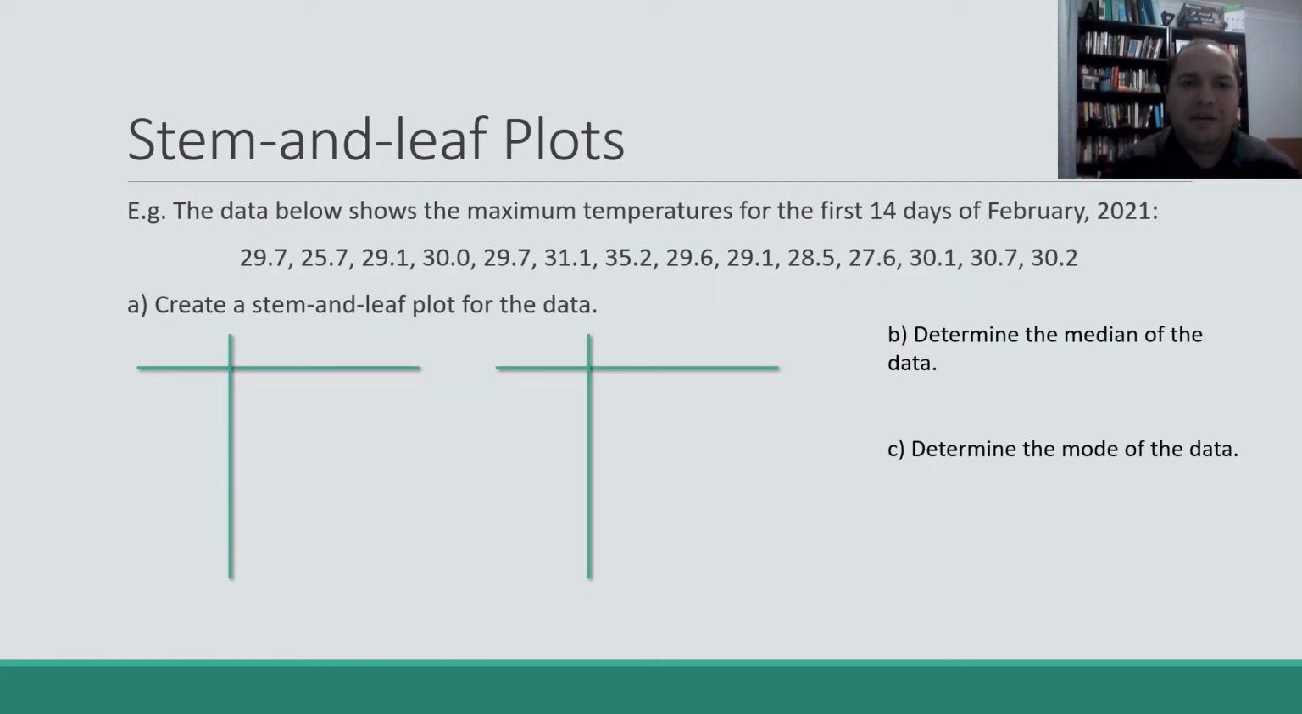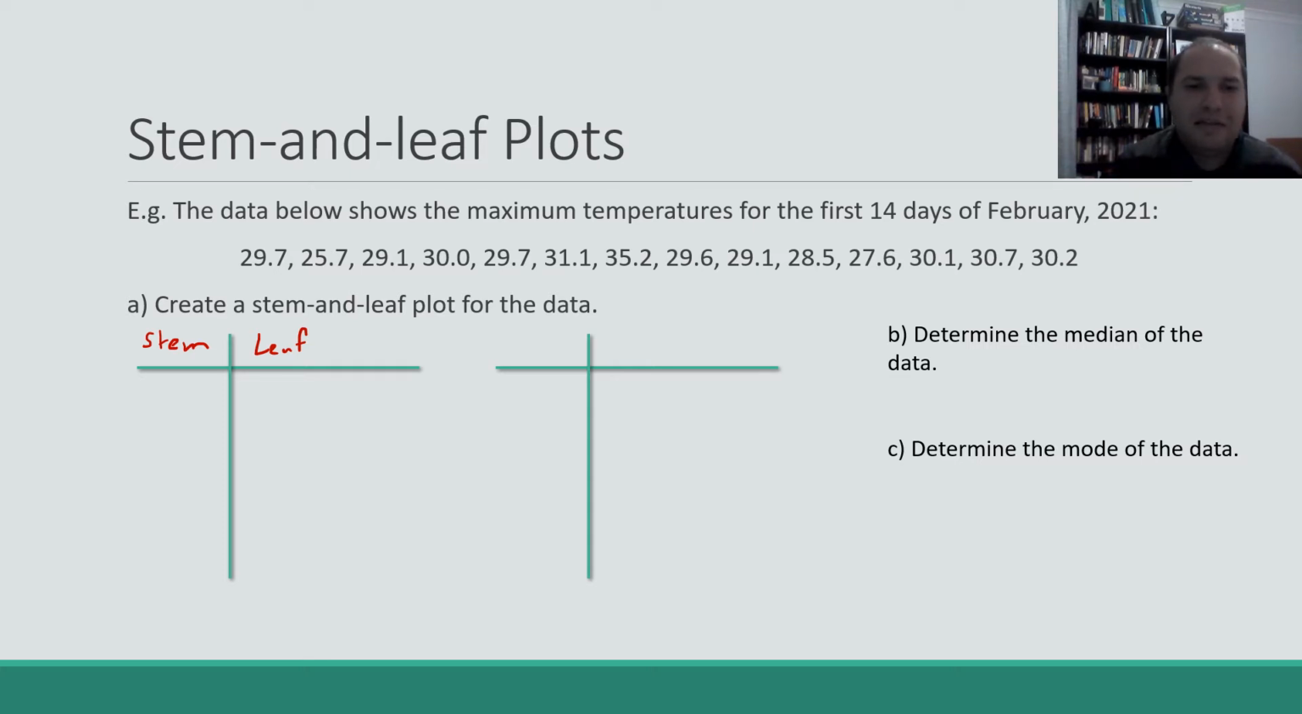All right, so we've got an example here. We've got the maximum temperatures for the first 14 days of February of 2021. So what we've got to do is create our stem and leaf plot. So there's our stem, there's our leaf. What I'm going to do is just put the data in the right rows to start off with, and then rearrange them from smallest to biggest.